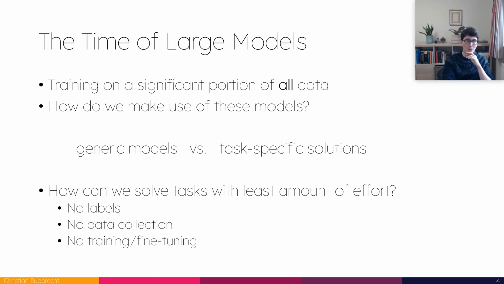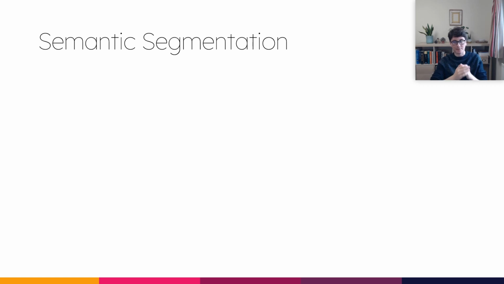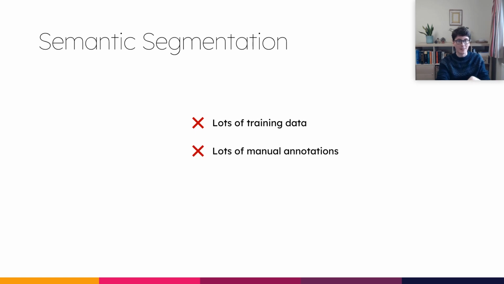I think one of the more relevant trends that we have to follow in this space is to make tasks more generic. What do I mean by that? I will give an example in the space of semantic segmentation. Think about classical semantic segmentation. We have lots of training data. We collect lots of manual annotations for this data. And then we train a model that goes from images to semantic segmentation, but that model has a fixed set of classes. So in this space of making tasks more generic, there's a lot of room for improvement on this model.